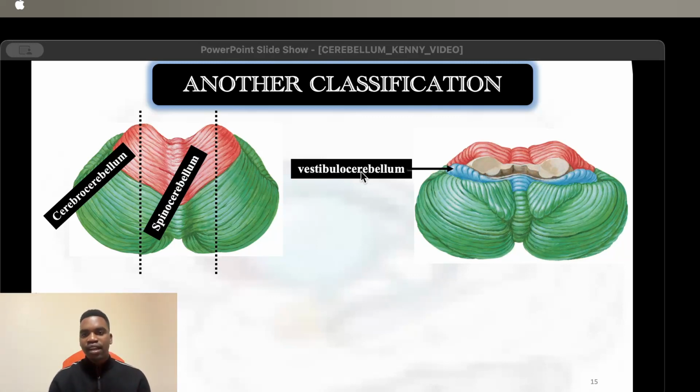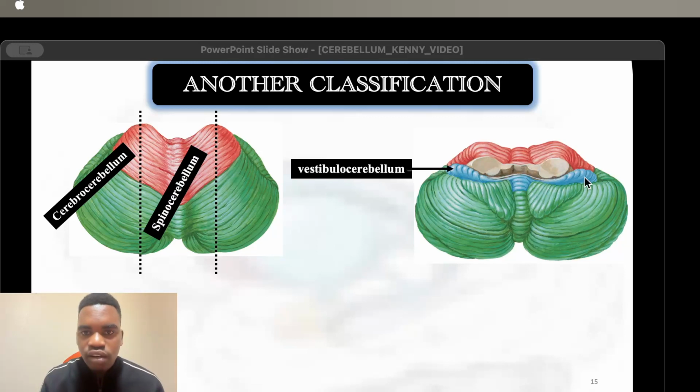Remember, in the previous classification, this was just the flocculonodular lobe that was taken together with the vermis. But in this case, the flocculonodular lobe forms the vestibular cerebellum, which helps in balance. The cerebrocerebellum will deal with higher cognitive function like motor planning.